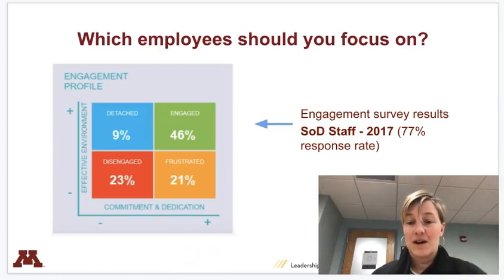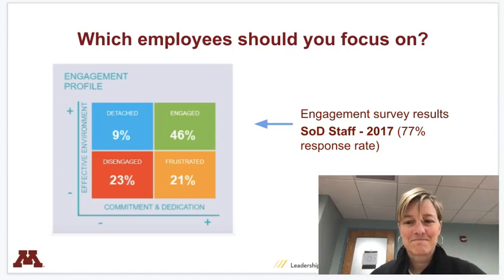So this is some college data. What you're looking at here are the results of the 2017 School of Dentistry Employee Engagement Survey. If you as a supervisor were going to tackle the engagement results here, where would you put most of your effort? There are 9% detached, 46% engaged, 21% reporting frustrated, and 23% reporting disengaged. So if you were their supervisor, where would you put your effort? Into the detached, engaged, disengaged, or frustrated category?